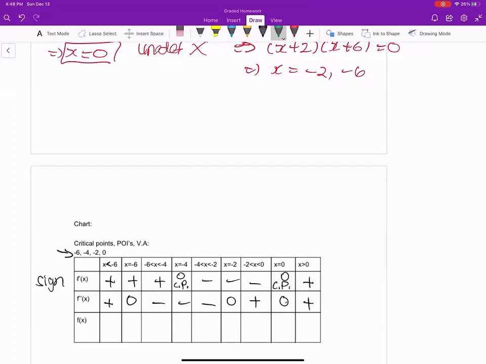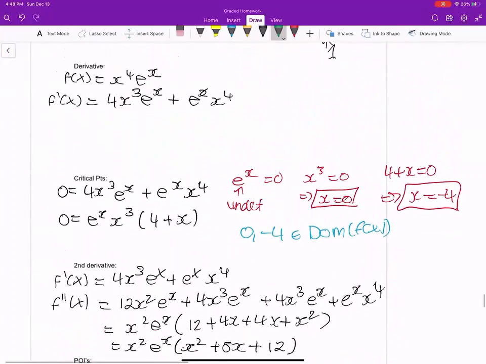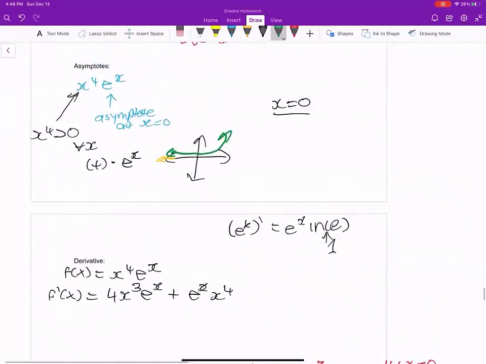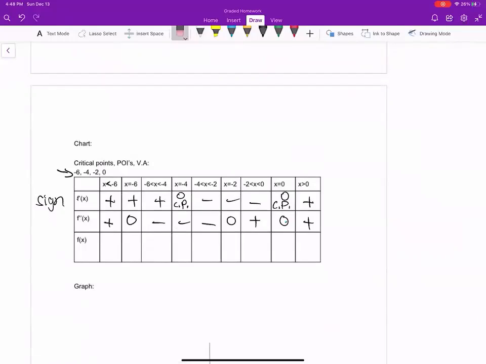But if you have a 0, it was a unique value because it was a POI, a critical point, and also an x-intercept. Most of the time you'll rarely have this case, unless it's a vertical asymptote. Okay, so it's a horizontal asymptote. Yeah. So you look at the plus over here.